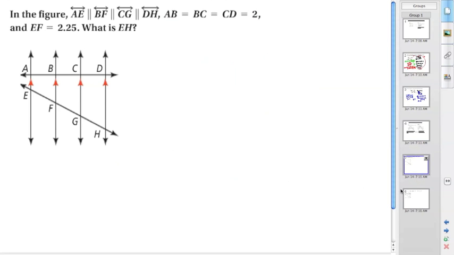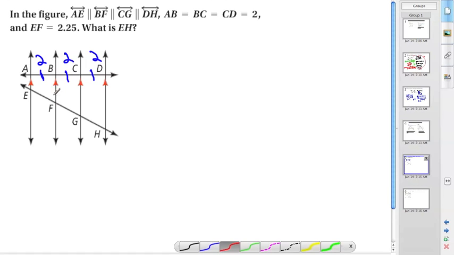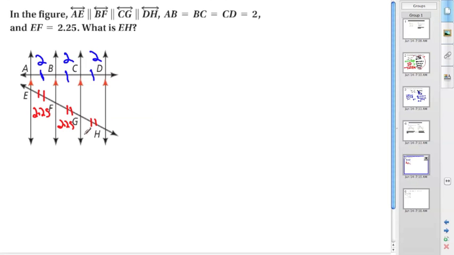So here we go. In the figure they give you parallel lines, 3 or more, and they say, okay, AB is congruent to BC, congruent to CD, and this is all 2. That means the other side of the transversal is also going to have congruent segments. They're not congruent to each other, meaning EF is not 2, it's 2.25, 2.25, 2.25. And you have to read the question: E to H using segment addition. It's E to H equals 3 times 2.25, which equals 6.75.